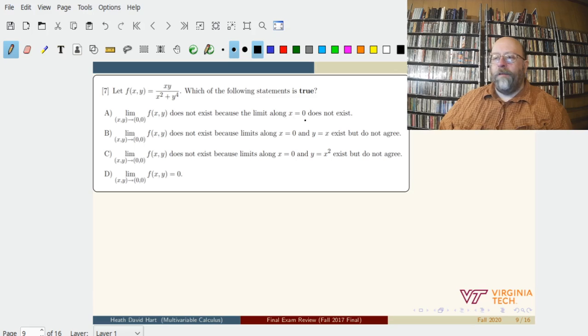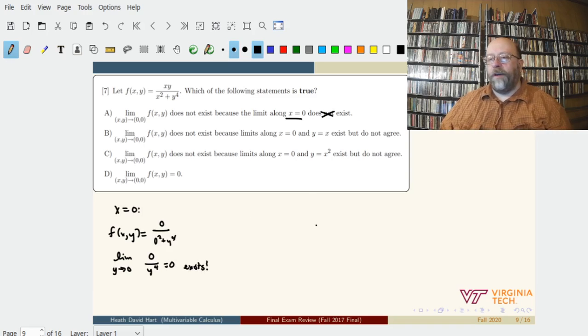If we look at the limit along x equals 0, we're replacing x with 0. Then my function will be 0 on top over 0 squared plus y to the 4th. And the limit as y approaches 0 of 0 over y to the 4th is 0. Well, that exists. And so it's not true that it doesn't exist.